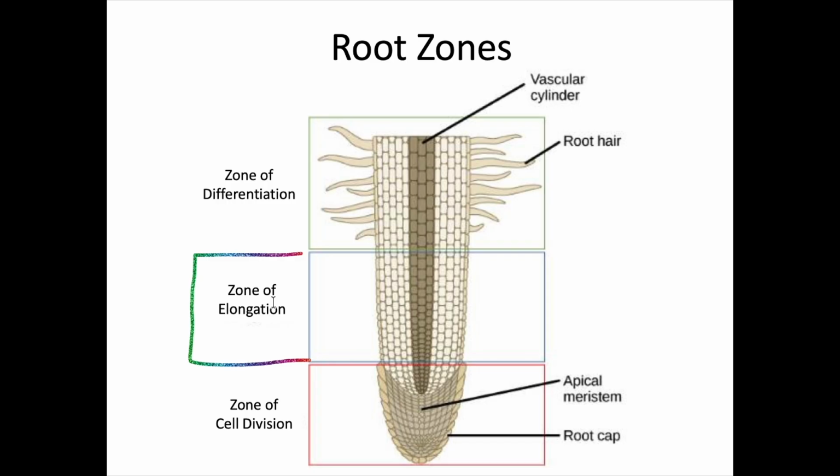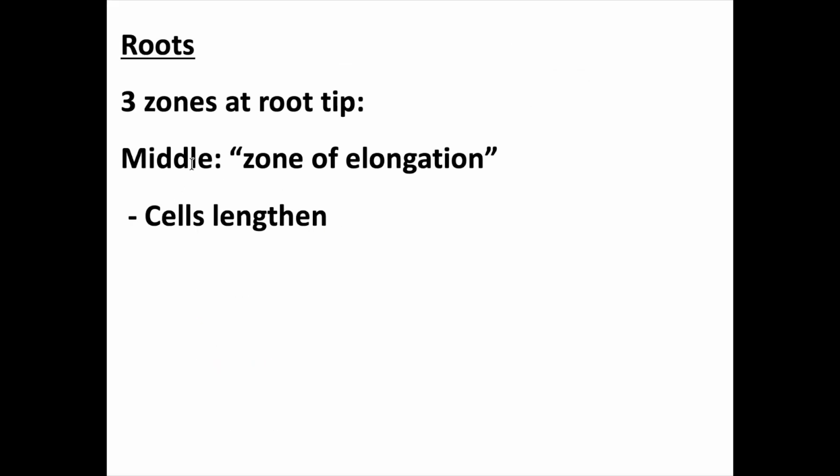After that is the zone of elongation. In the zone of elongation, the cells that were produced down here elongate. They lengthen. There's no better way to put it. Not much else is going on here, but the cells are elongating. And in the middle, zone of elongation, cells lengthen.